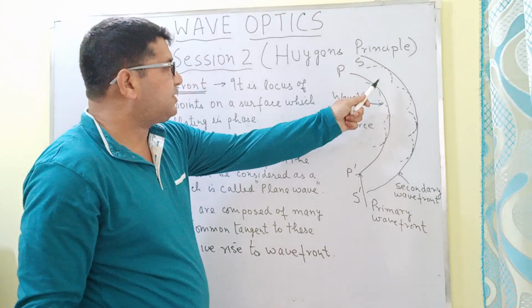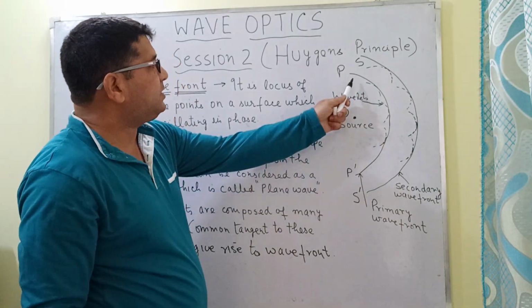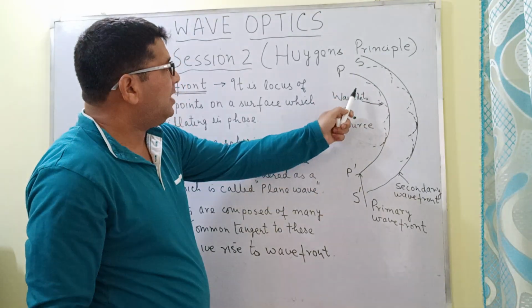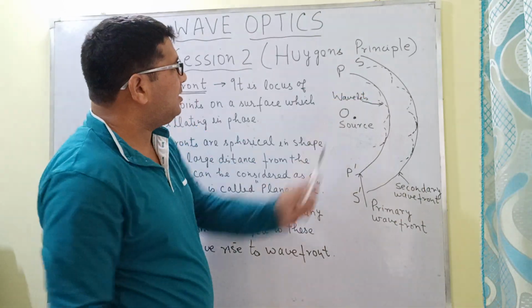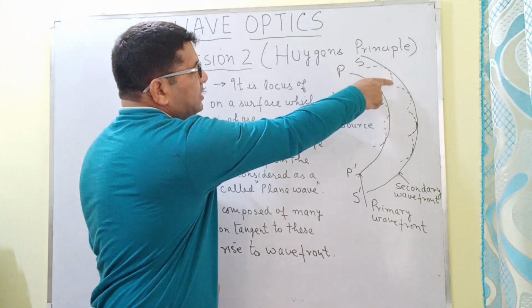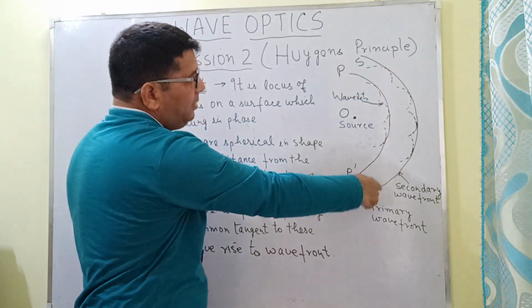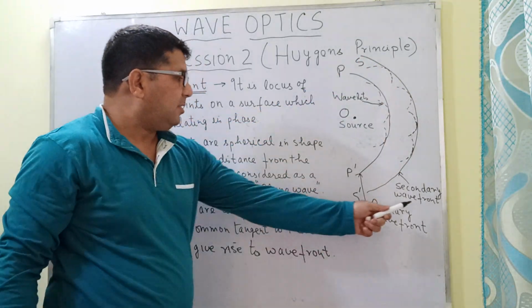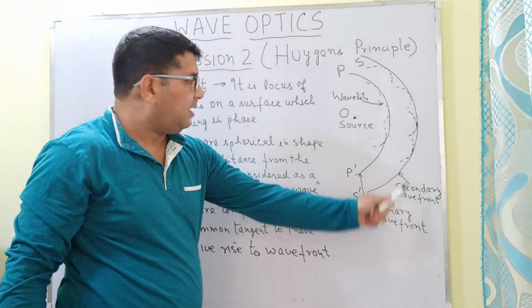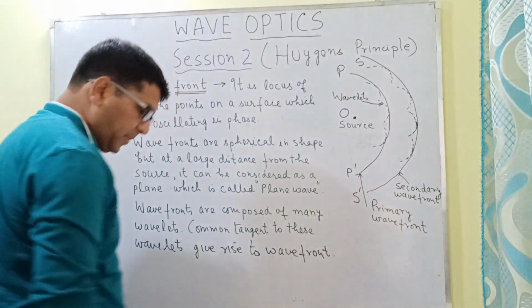And each and every point on this primary wavefront will act as a source for the secondary wavefront. That is, each and every point will generate wavelets like this. They will generate wavelets, and when we draw a common tangent to these wavelets, we will get the secondary wavefront as indicated here.